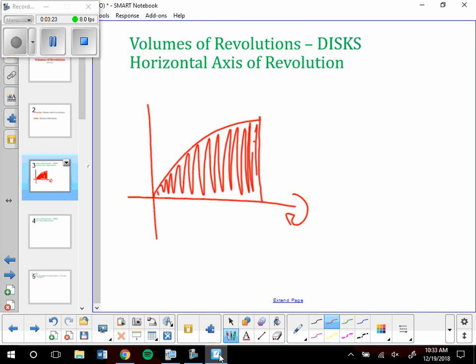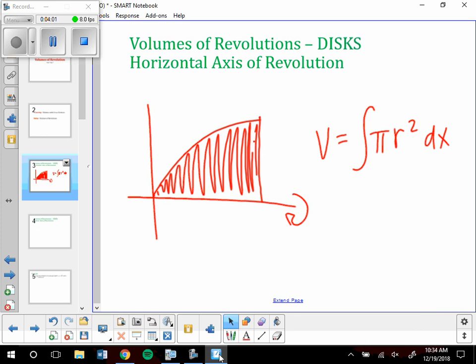What shape is a disc? A circle. How yesterday did we find volume? What do you do to find volume? Integrate the area, and what's our area always going to be if we're rotating around an axis? A circle. So we know that our volume is going to be the integral of pi times my radius squared. What we have to figure out is what's the radius.